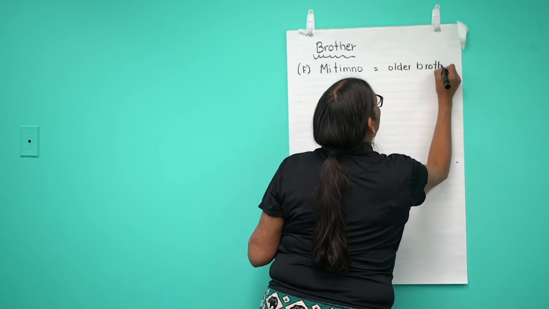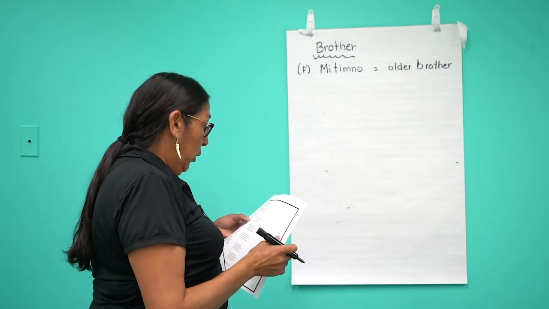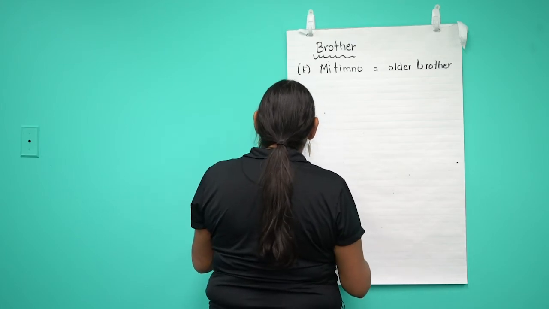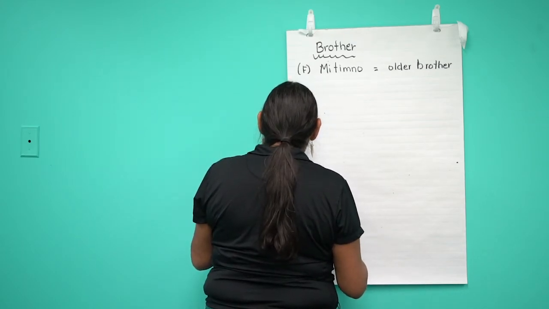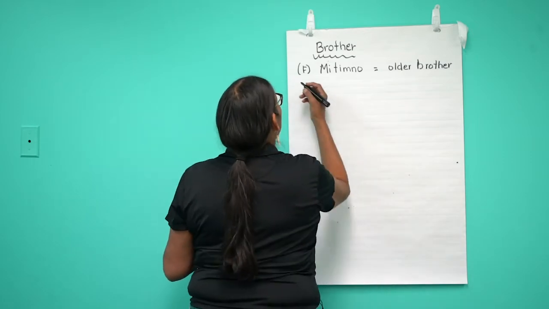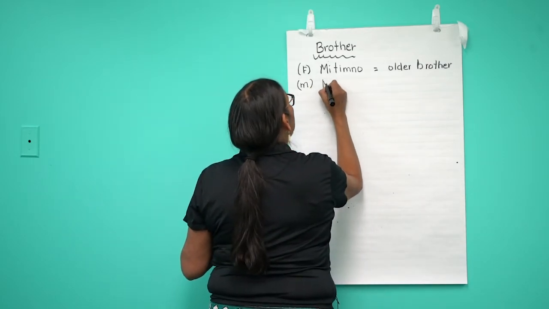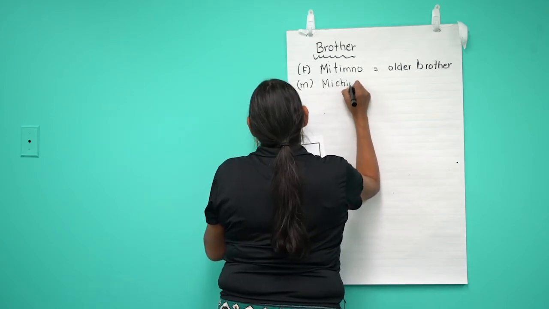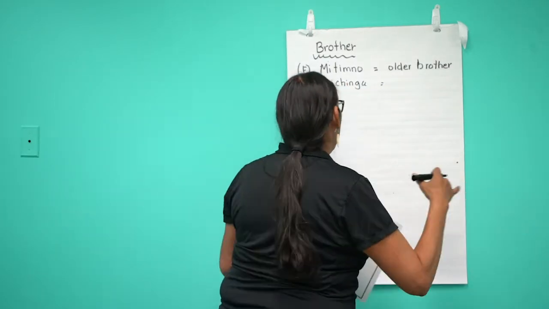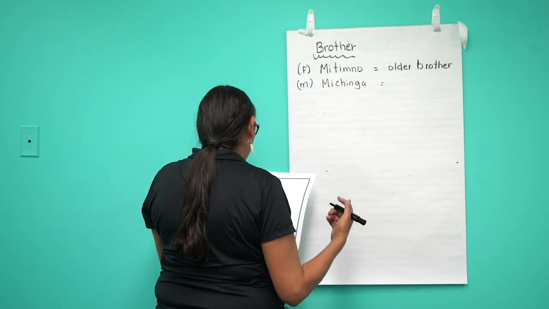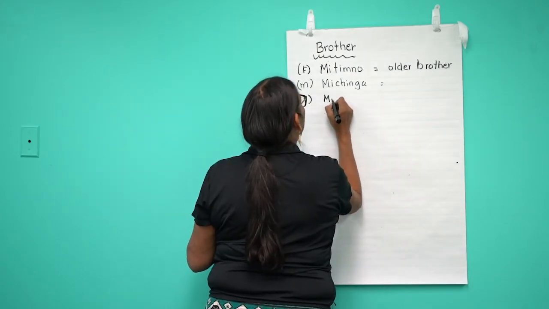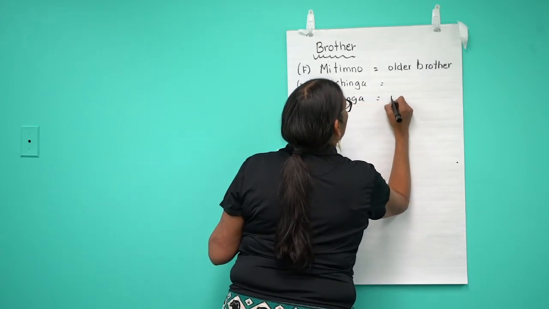Now, if my brother was to say my older brother, he would say mechinga. Mechinga. That's what a man would say, how he would say my older brother. But see, I would say mitimnon, and he would say mechinga. Now, if I was going to say my younger brother, I would say misunga. Misunga. Because I'm a woman. So the females would say misunga. And that's your younger brother.